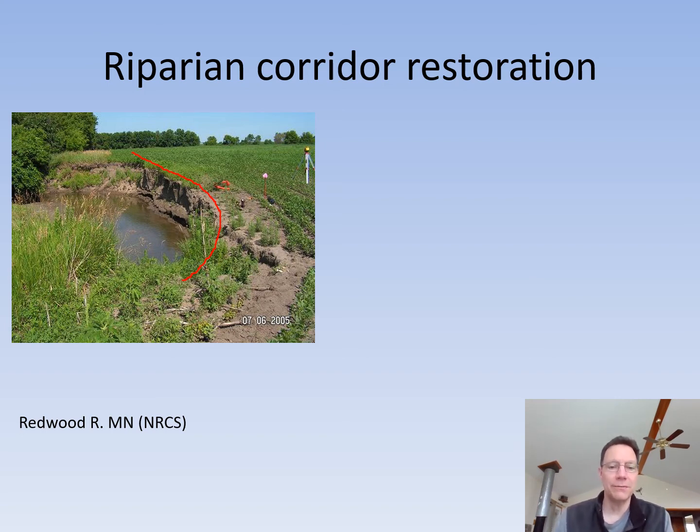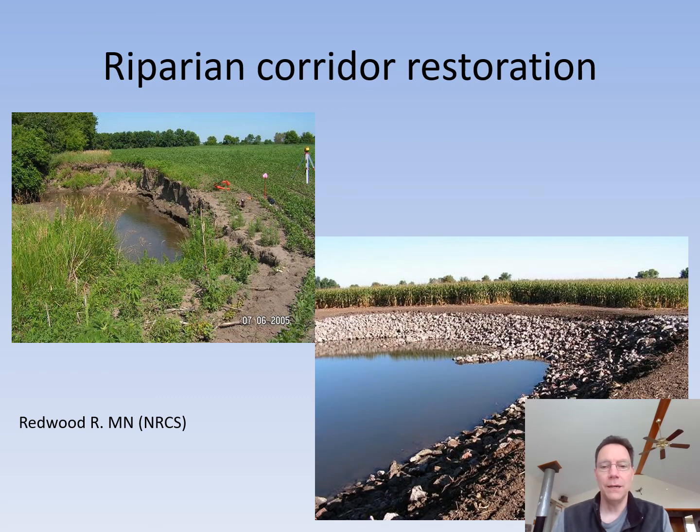I used to live near the Redwood River in Minnesota. And unfortunately here, parts of it were eroding, and so you guessed it, they did riprap around it, and you can see nothing living there. And right next to it is a cornfield. So this is kind of the worst situation, a bad way to treat a river.